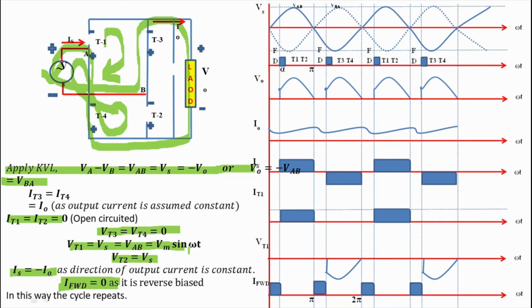See the waveforms from pi plus alpha to 2 pi. So in the waveform V0 is equals to VBA, I0 is constant, Is is equals to minus I0, It1 is equals to 0, Vt1 is equals to Vs, and freewheeling diode current is 0. So this is all about this lecture.